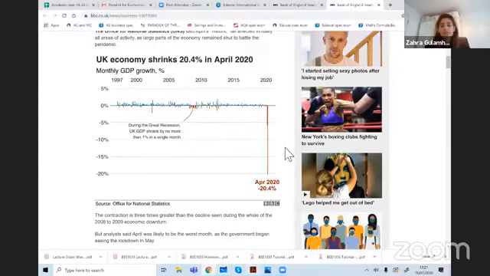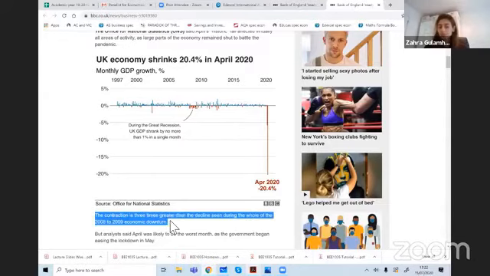So this came up the other day, where in April 2020, they've seen negative 20.4%. And if you look at it from 1997 all the way up until now, we have not had a bigger fall. It says here, if we look, the contraction now is 3 times greater than the decline seen during the whole of the 2008-2009 economic downturn.